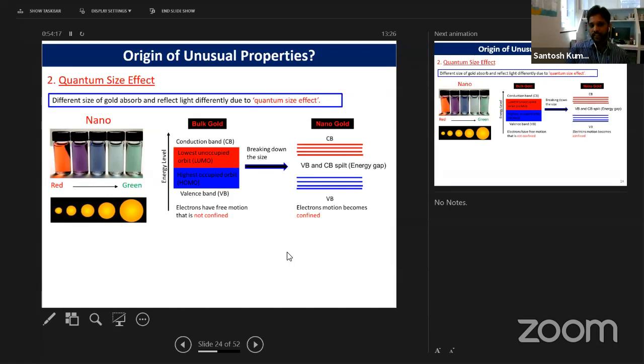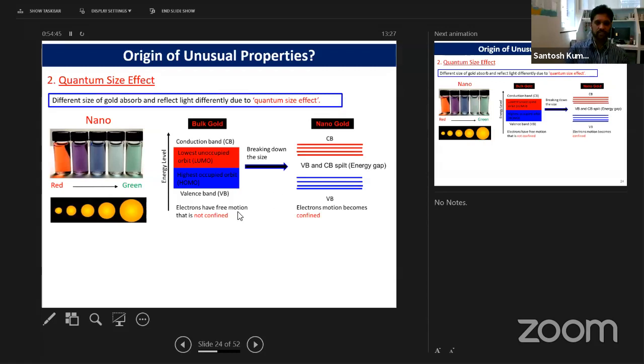Basically, as you see in the picture on the left side, from red to green, it is the same gold, changing only the size of the gold, and they have different colors. The different sizes of gold absorb and reflect different light due to the quantum size effect. What does this quantum size effect actually mean?